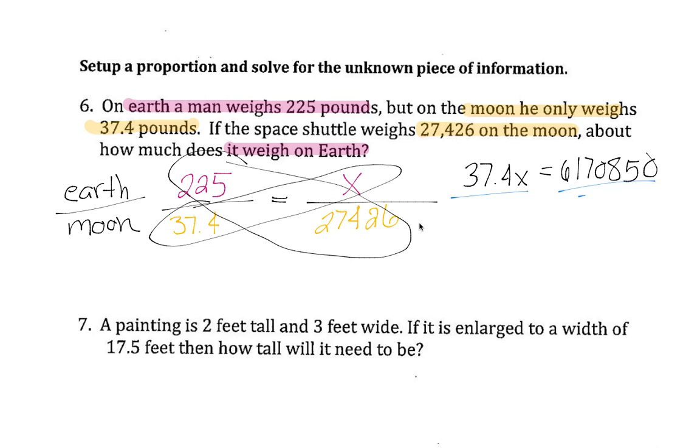and then divide both sides by 37.4, so that'll bring it back down. It should be a big number still. It is a spaceship. I'm just going to round that.